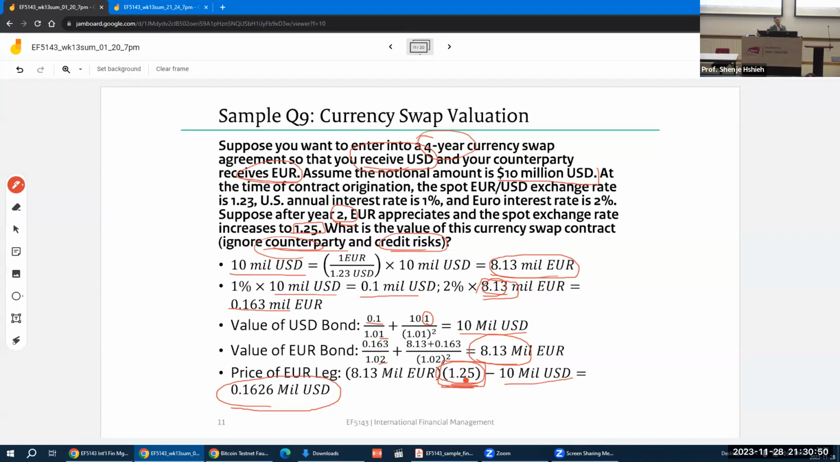Comments, questions on currency swap valuation. So it should be very, very obvious if you know how to price bonds, right? The only thing that's tricky maybe is the FX rate. Okay.